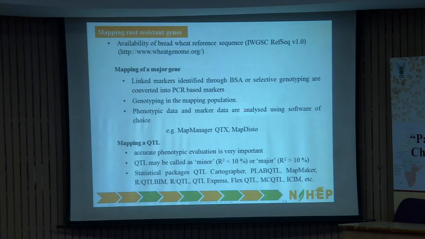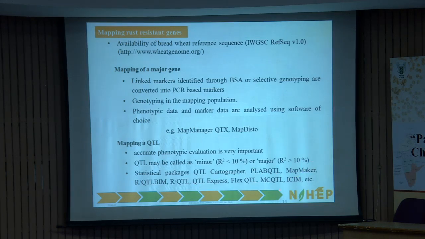Mapping a major gene, you can do it under control conditions, under glasshouse conditions. Mapping QTL, you have to analyze it in multi-location trials or over a number of years to get accurate data. We have different kinds of QTLs: minor QTL if the phenotypic variation is less than 10%, and major if it is more than 10%.